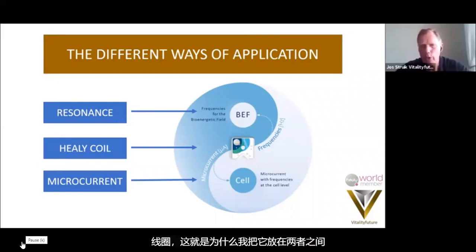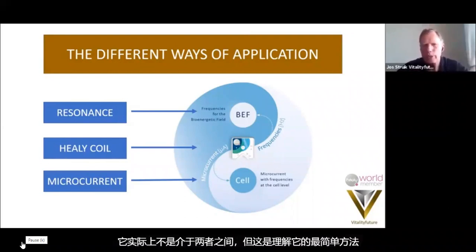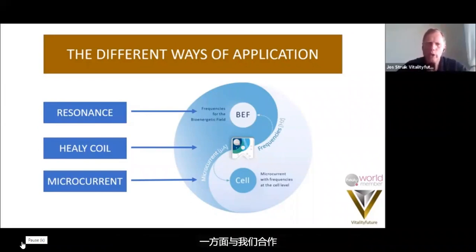And now with the coil, that is why I put it in between. It's not actually in between, but that is the easiest way to understand it. With the coil, on the one hand, we work with current.